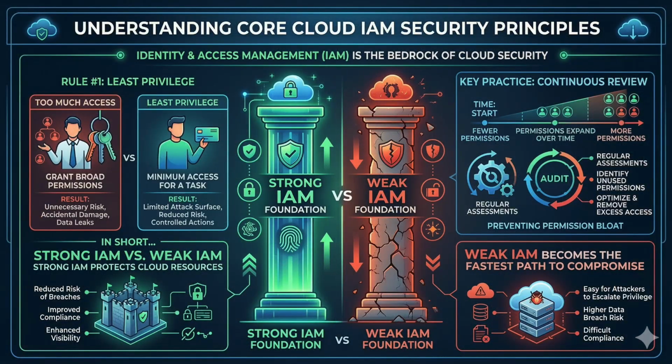From a security perspective, the most important design rule is least privilege. Only grant the minimum access required to perform a task. Access should also be reviewed continuously because permissions tend to expand over time if they are not managed. In short, strong IAM is the foundation for protecting cloud resources, and weak IAM quickly becomes the fastest path to compromise.